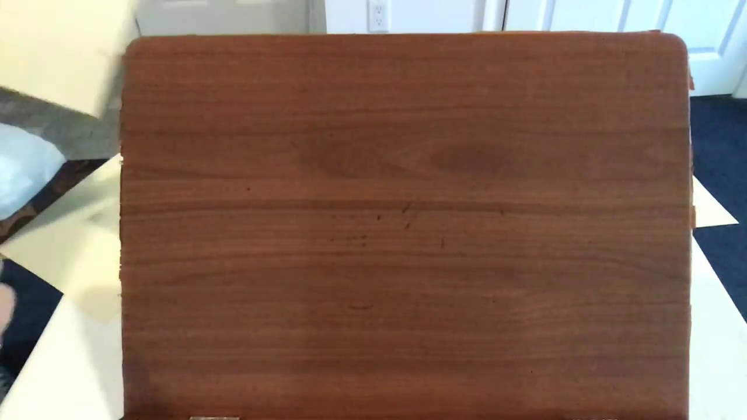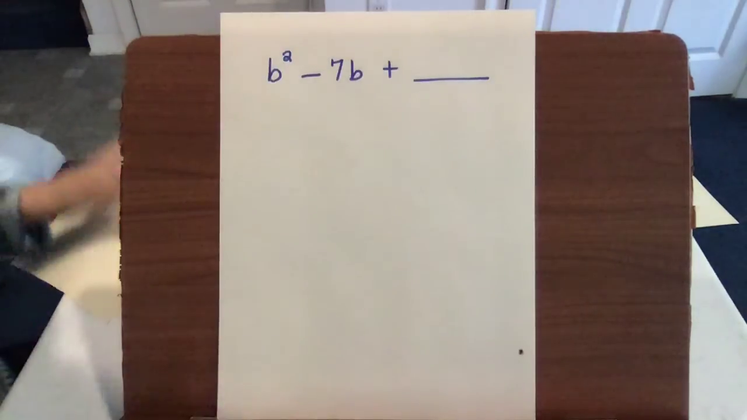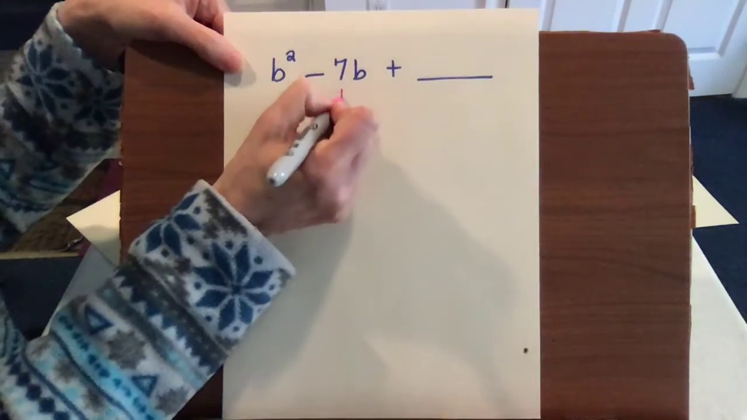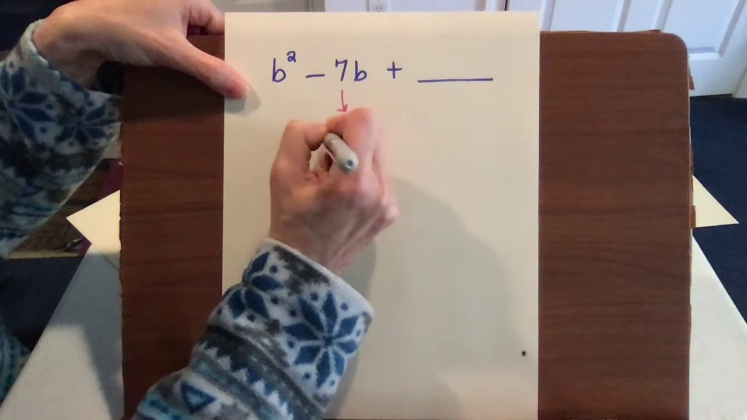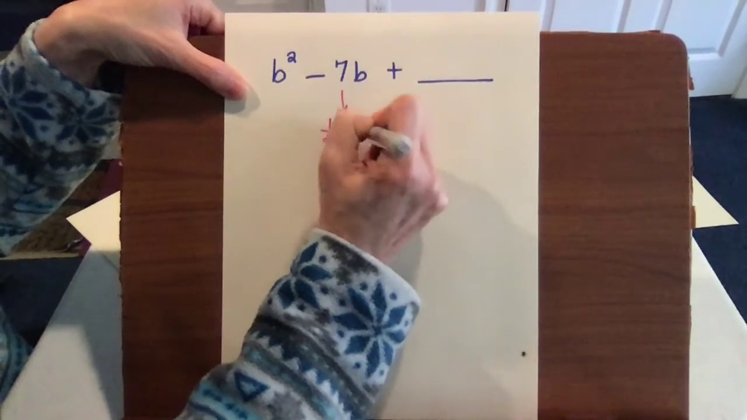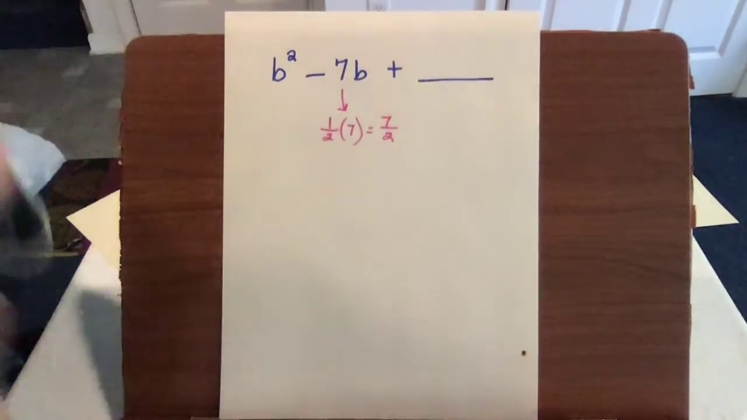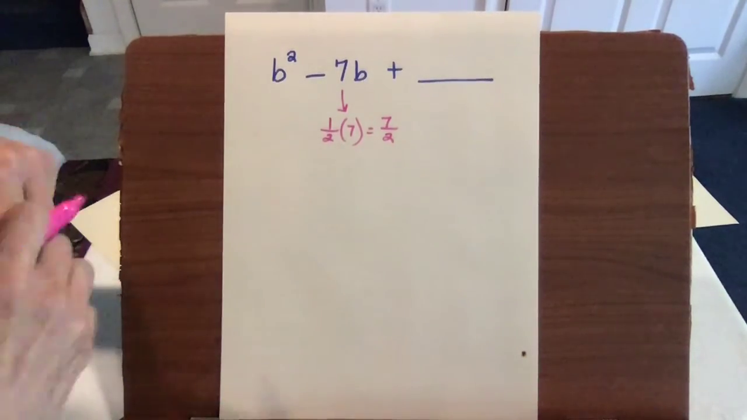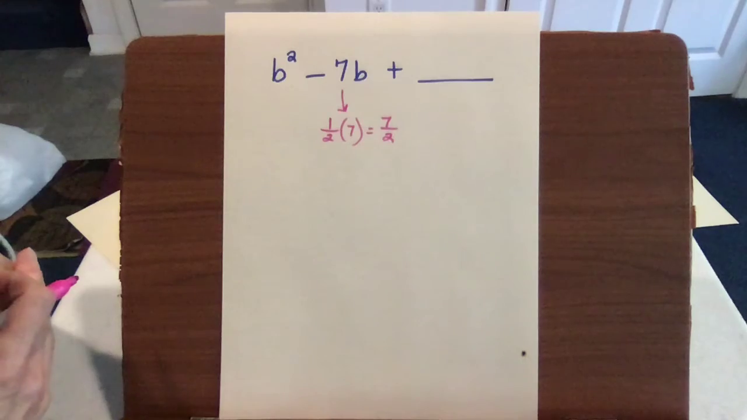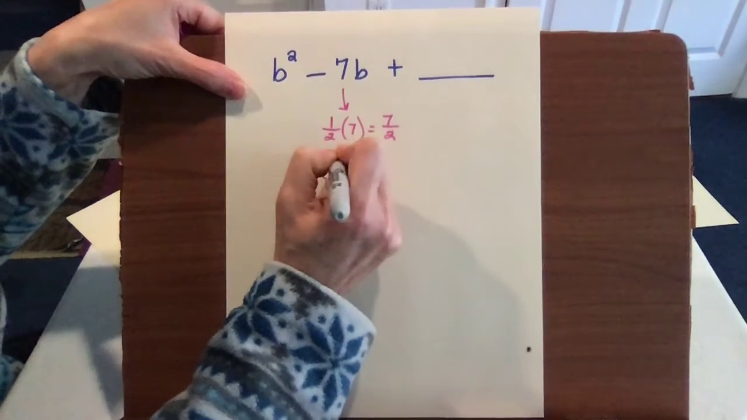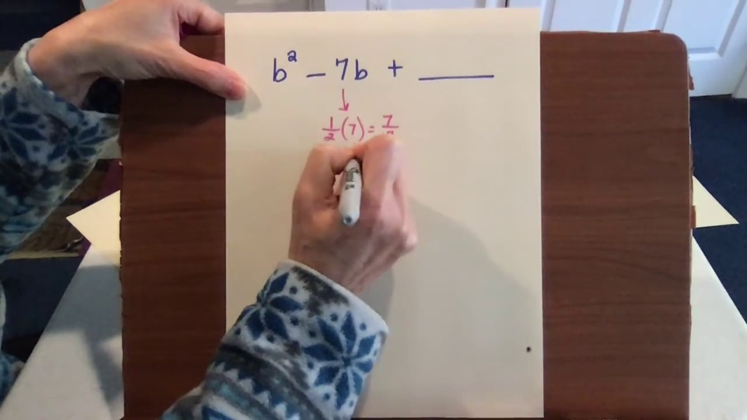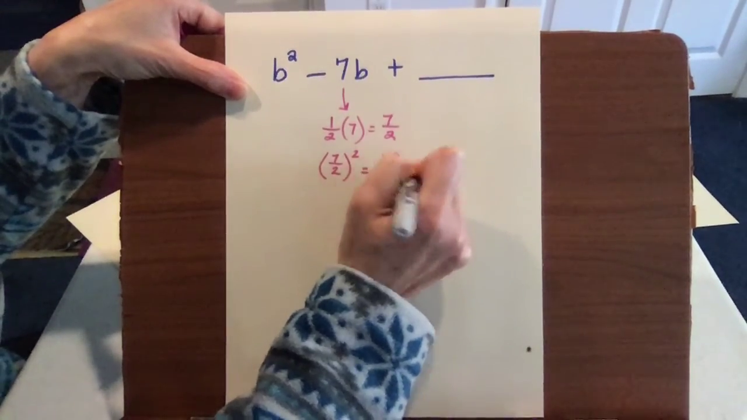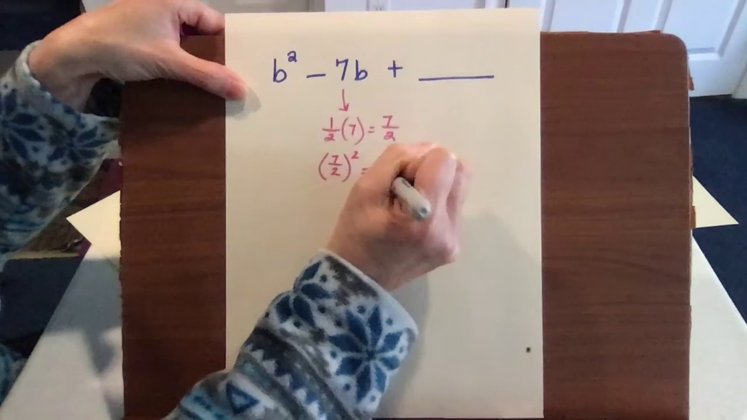All right, our next problem is b squared minus 7b plus some number. So again, we're going to take half of 7, which is 7 over 2. Now, we want to leave it as a fraction because, believe it or not, it is actually really easy to square that fraction. So we take 7 over 2 and square it, which means we square the 7 and get 49, and we square the denominator 2 and get 4.